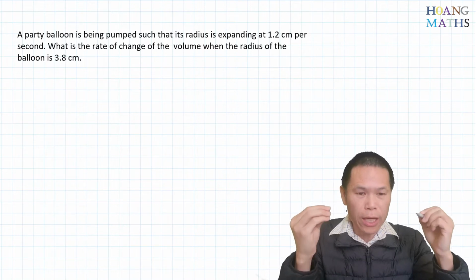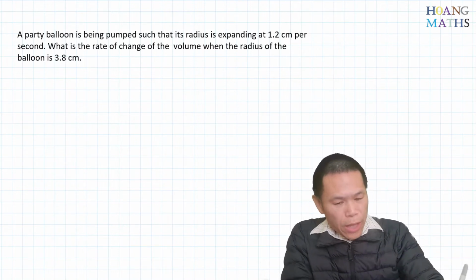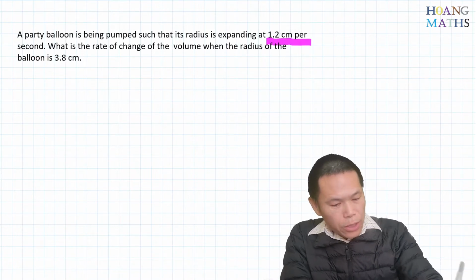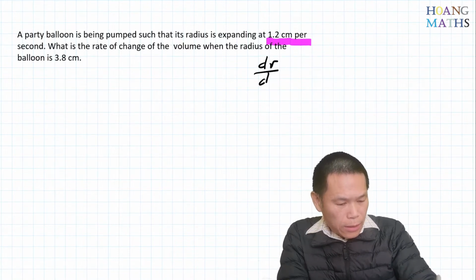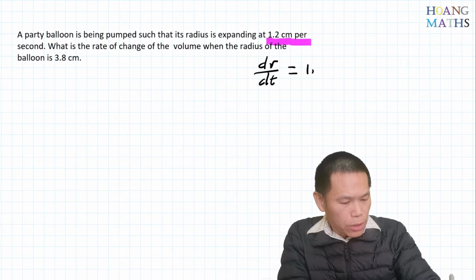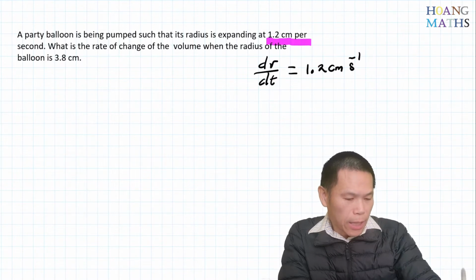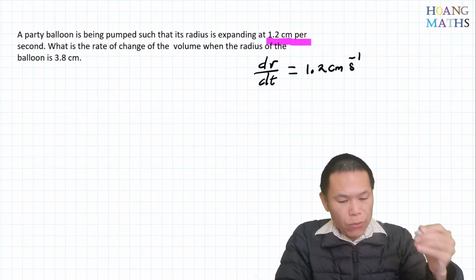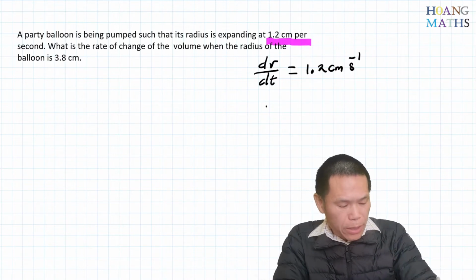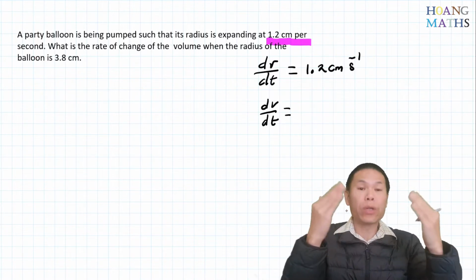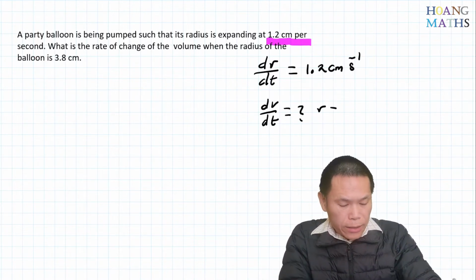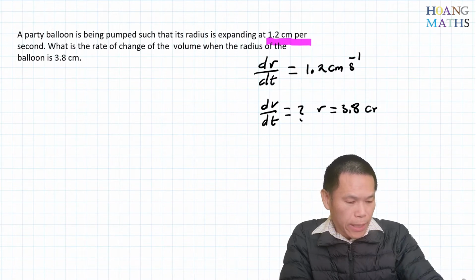So let's analyze this a little bit. We know that the radius is expanding at this rate, so this means that we have dr/dt. Expanding, so therefore it's positive. Keep that in mind. So 1.2 centimeters per second. And the question is, what is the rate of change in volume? So the question is asking for dv/dt, when r is equal to 3.8 centimeters.